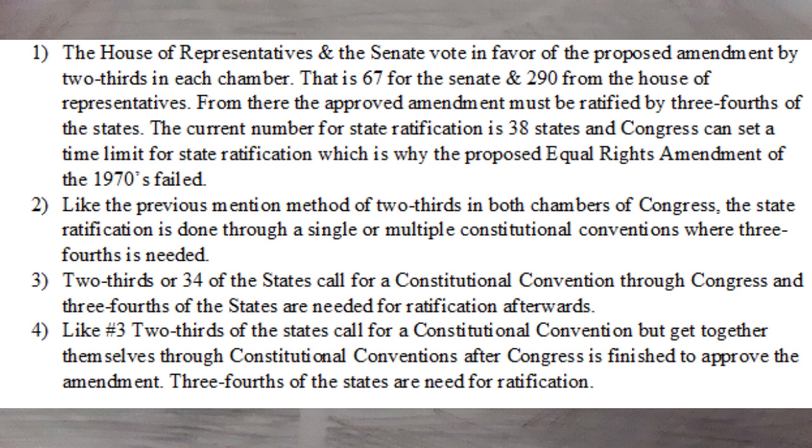In Method 2, like the previously mentioned method of 2/3 in both chambers of Congress, the state ratification is done through a single or multiple constitutional convention, where 3/4 is needed. In Method 3, 2/3 or 34 of the states call for a constitutional convention through Congress, and 3/4 of the states are needed for ratification afterwards. In Method 4, like number 3, 2/3 of the states call for a constitutional convention but get together through constitutional conventions after Congress is finished to approve the amendment. 3/4 of the states are needed for ratification.